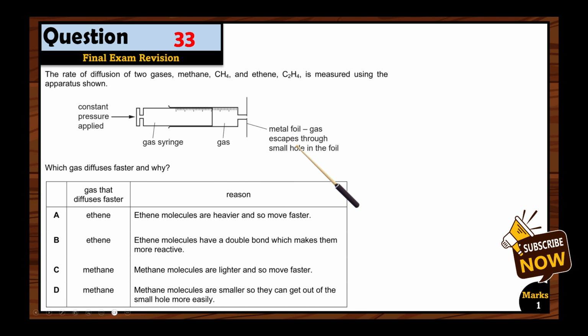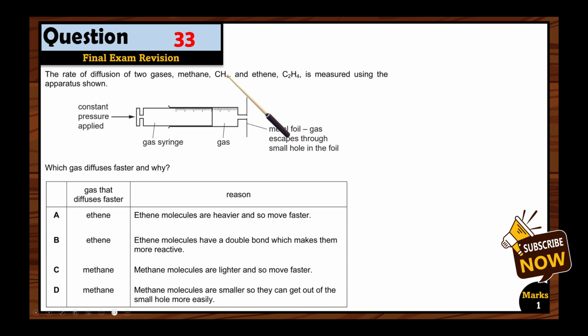So let's see question number 33. The rate of the diffusion of two gases, methane and ethene, is measured using the apparatus here. Which gas diffuses faster and why? Same question. Now they want to know which gas can diffuse faster. I already told you that diffusion depends on what? Diffusion depends on the mass. So the mass is more, you will diffuse slowly.